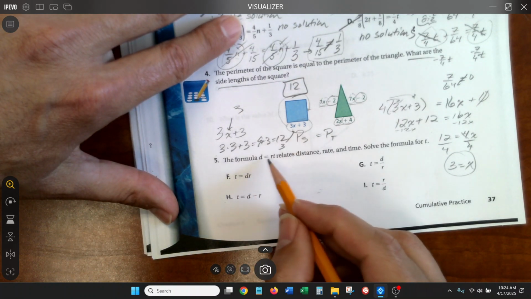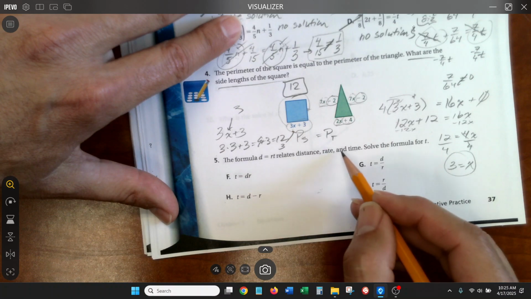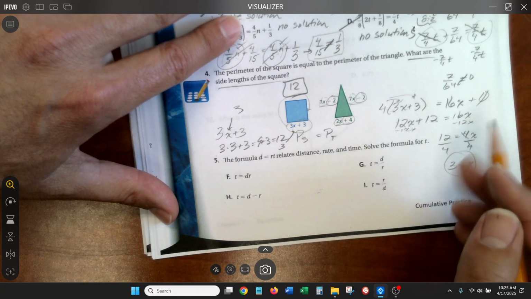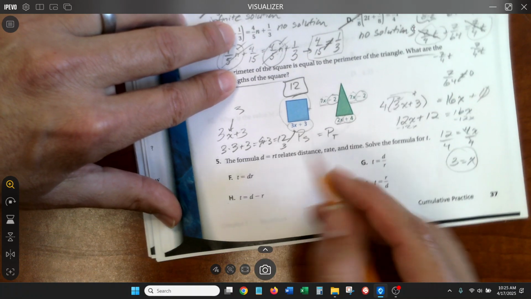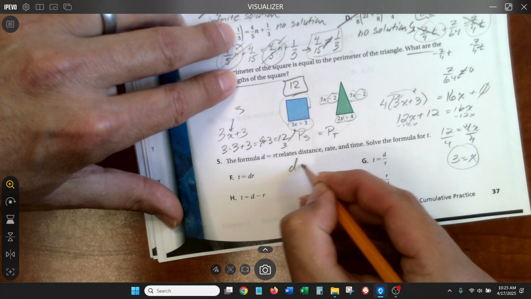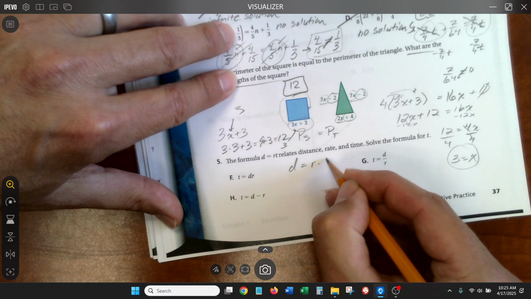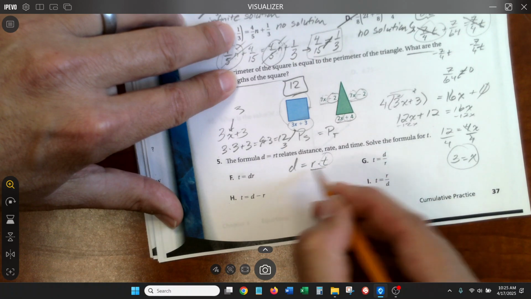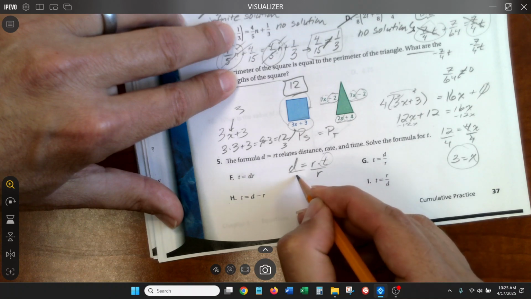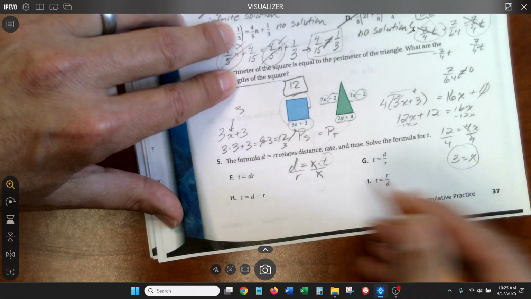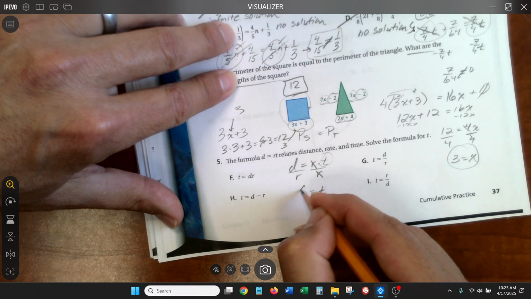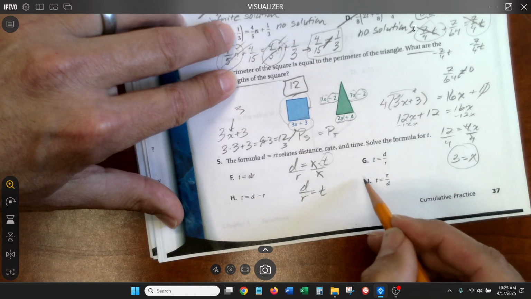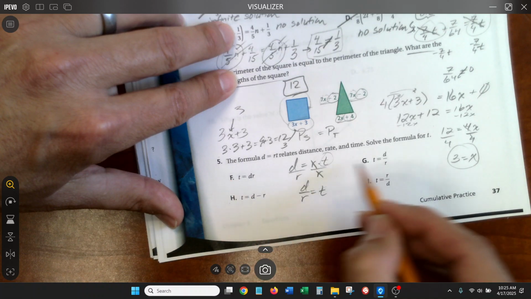Here the formula d equals rt relates distance, rate, and time. Solve the formula for t. So if we have distance equals rate times time, to solve for t, we want to divide both sides by r. This way the r cancels, and we're left with t is equal to d over r. So that would be answer choice G.